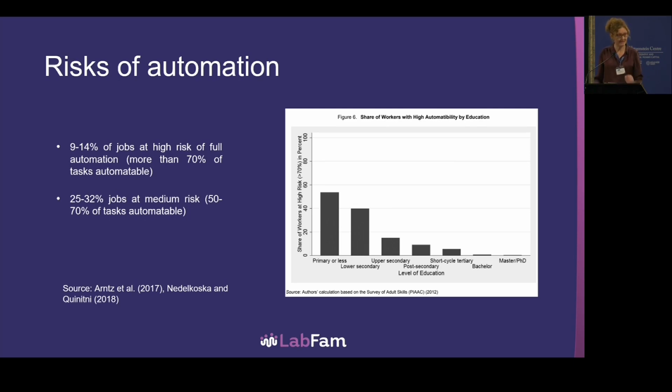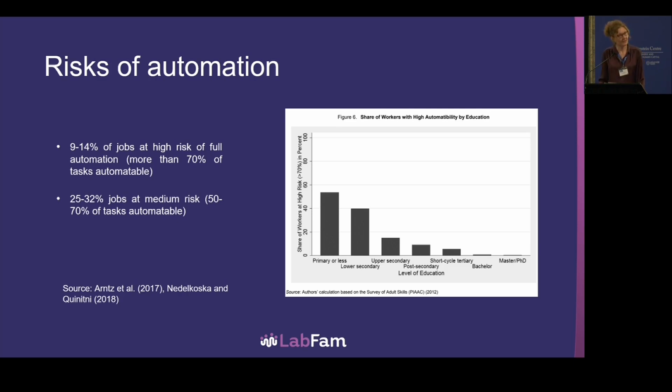But the proportion of these jobs which get destroyed is not huge. These are the estimates: around 9 to 14% of jobs is predicted to be at high risk of automation, so it's predicted to actually be destroyed. Another 25 to 30% is at medium risk of automation, so it will basically change. 50 to 70% of the tasks people do in these jobs will be automated. Well, not huge numbers. Also, other jobs are being created.